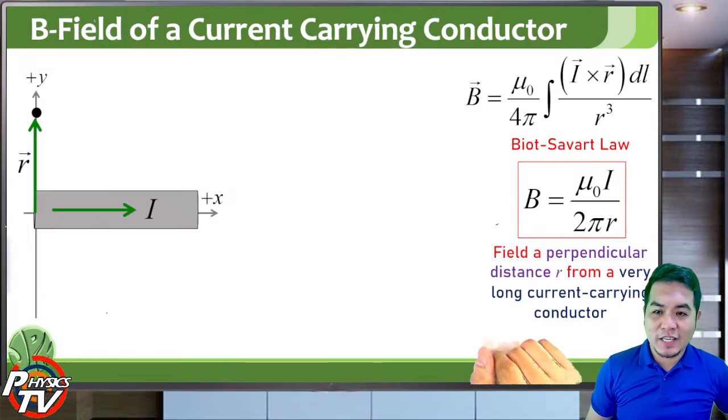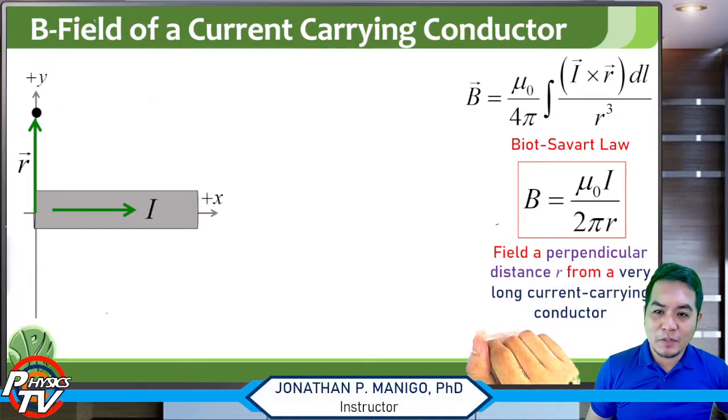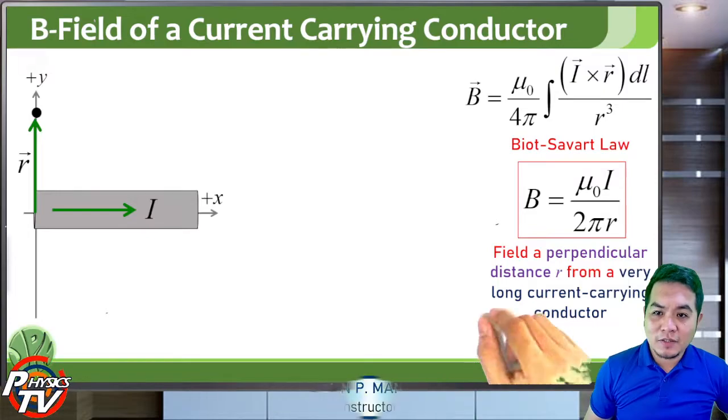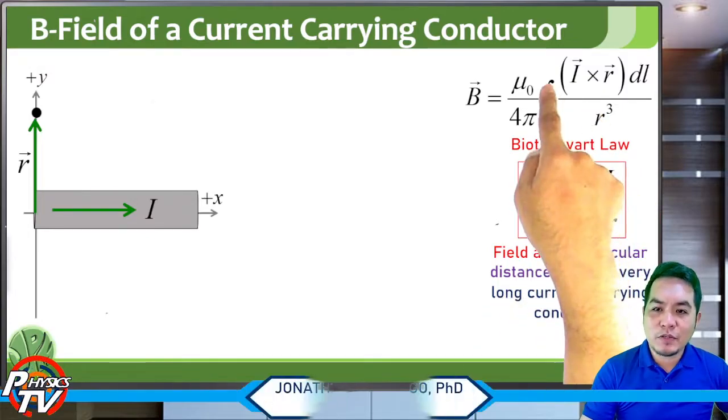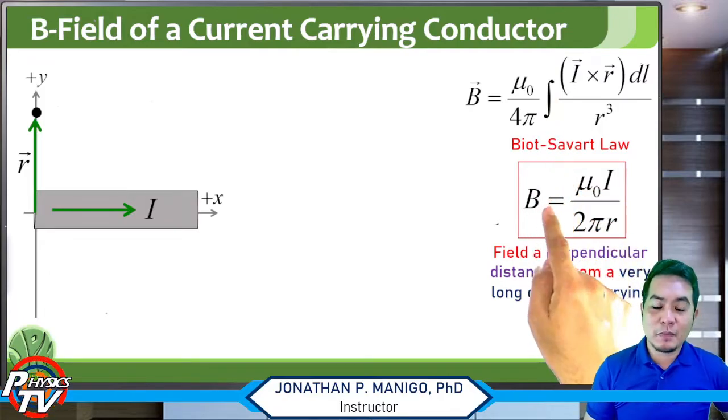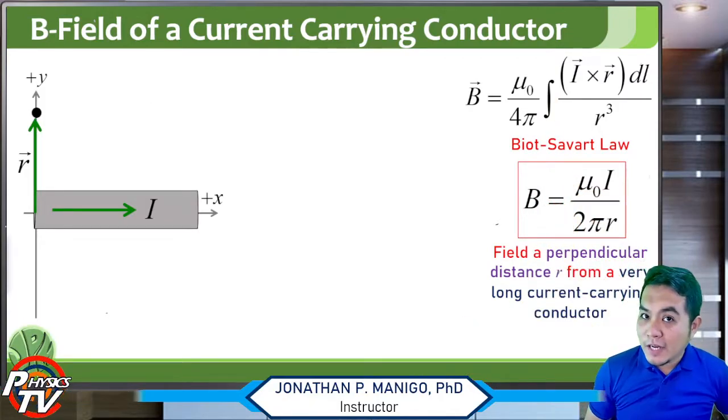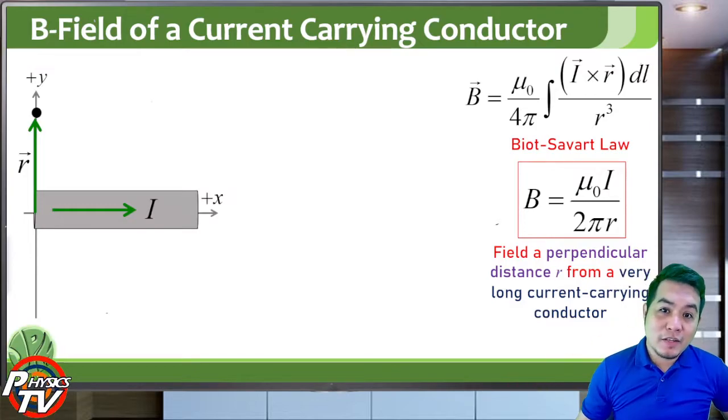In special cases where there's a constant current and you have a very long, straight current carrying wire, then the magnetic field at a perpendicular distance r from a very long and straight current carrying conductor will just be mu naught I over 2 pi r. So the Biot-Savart law equation will just be reduced to this one if you have a very long and straight current carrying conductor.